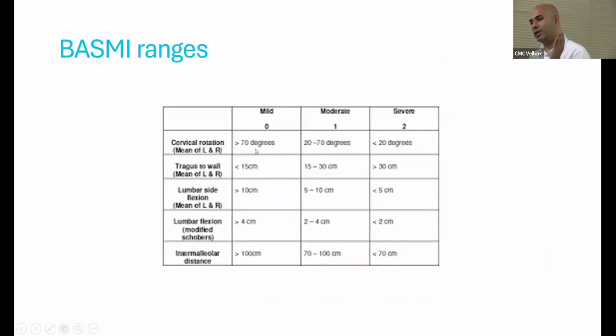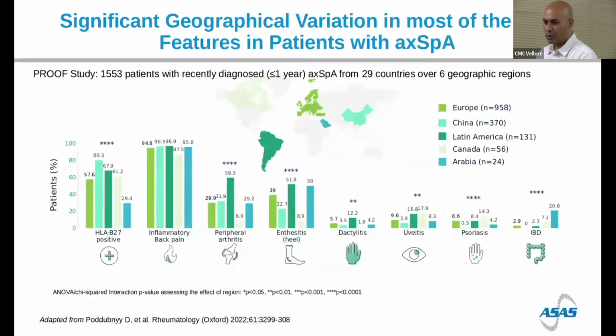So cervical rotation, like what I said, anything beyond 70 is normal. Tragus to wall distance, about 15 centimeters, rough cutoff. Lumbar side flexion, anything beyond 10 centimeters is normal. Lumbar flexion, which is Schober's or modified Schober's, is around 5 centimeters. Anything less than that is abnormal. Intermalleolar distance is 100 centimeters. So that's what we generally talk about. I'll just skip through. It essentially shows the variation of the different presentations in the SpA population across the globe.